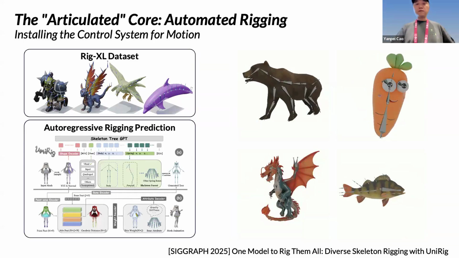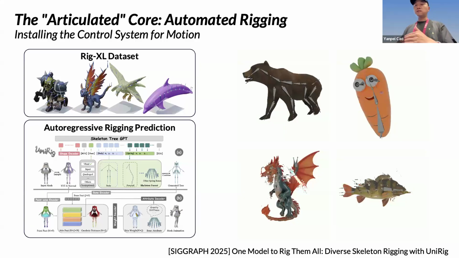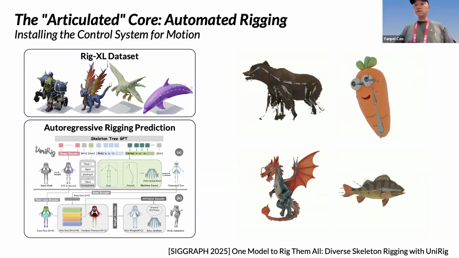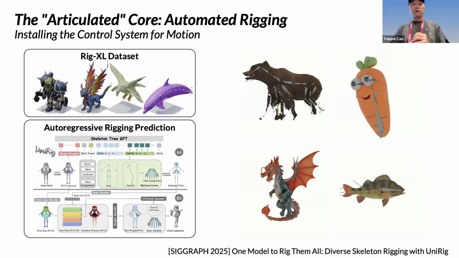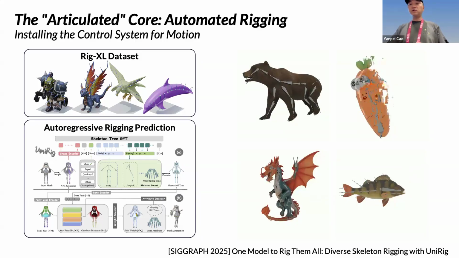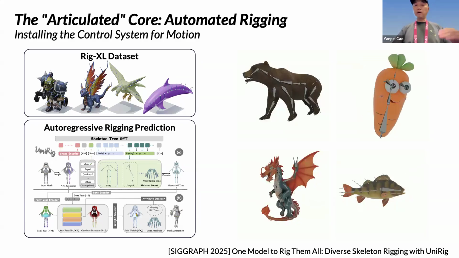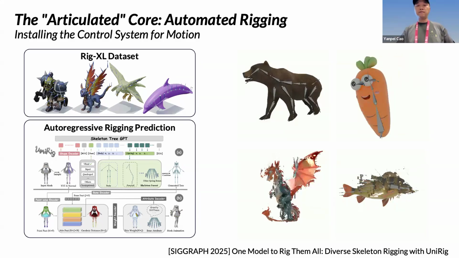Okay. Of course, a digital twin doesn't just exist. It moves and functions. And manually defining the movement or the motion via rigging is a massive bottleneck. And we now have to move to arguably the most complex challenge, installing the control system or the rig, and enabling dynamic motion and bringing these assets to life.